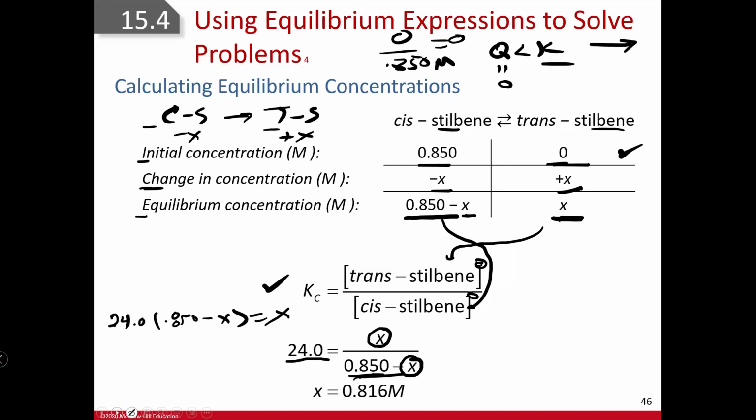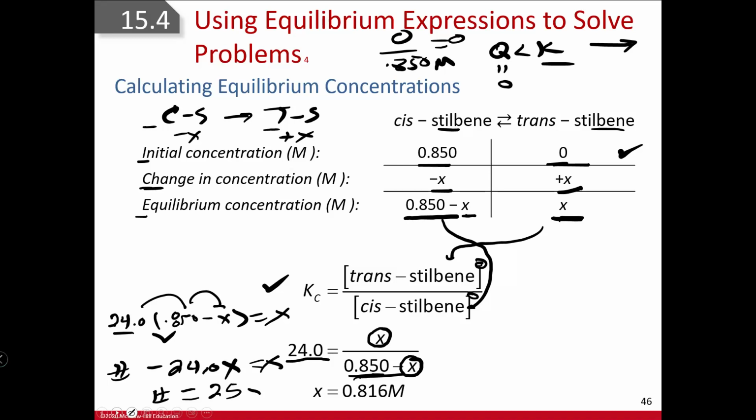So then 24 times 0.85, I don't know what that number is, you can figure that out. That's going to be some number minus 24.0x, because you've got to multiply this by this and this. And that's going to equal X on this side. And then you've got to move the other over. So then you're going to have some number equals 25x.